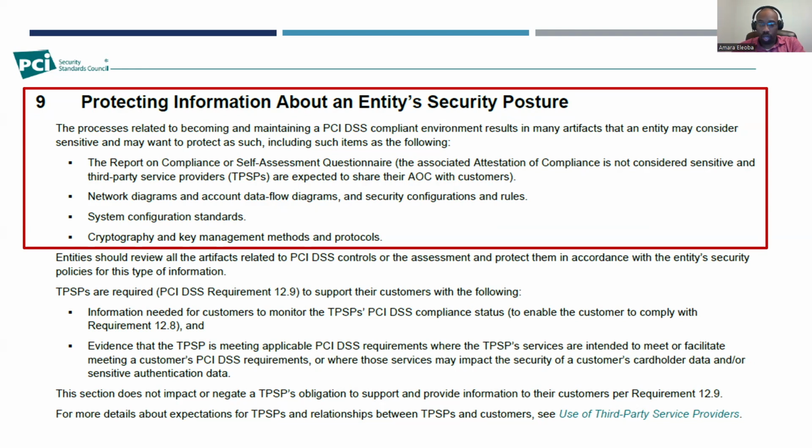Now, the AOC, yes, you can share it. Sometimes a vendor that wants to do business with your company might say, hey, can you prove to me that your organization is PCI compliant? Then you give them the AOC, not the ROC.